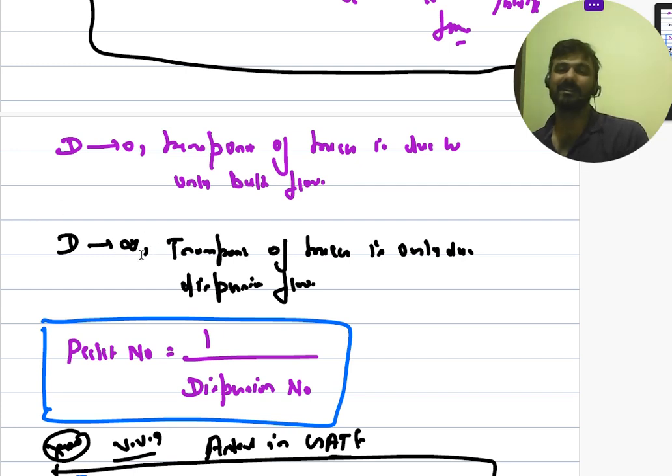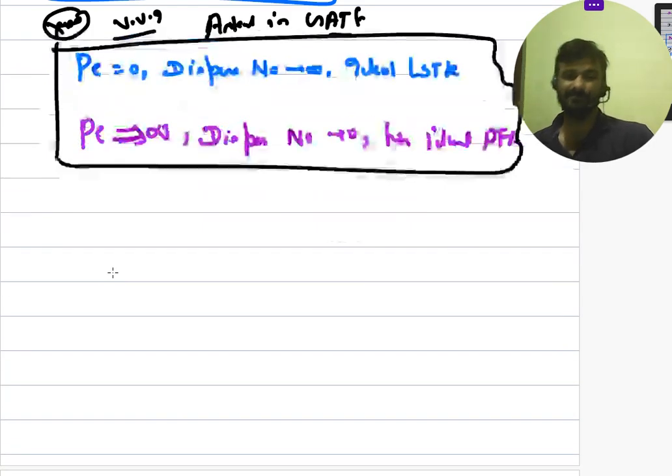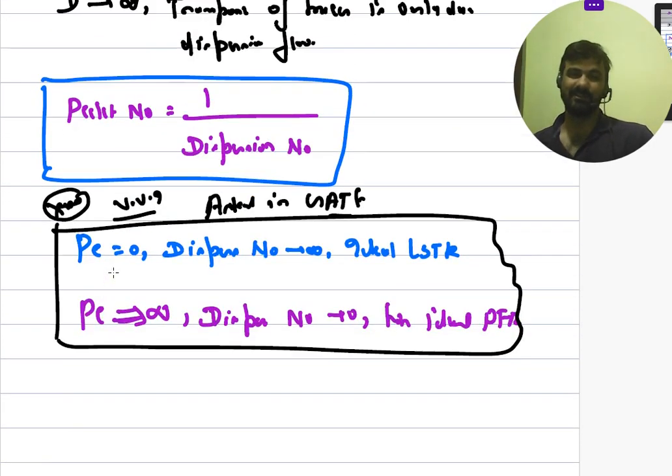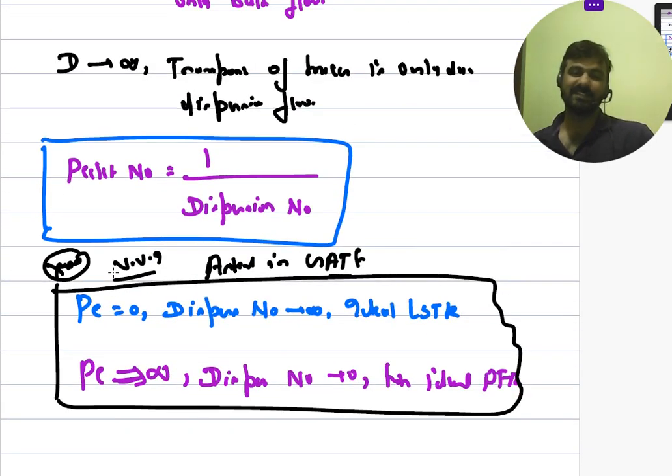And when D equals infinity, means transport due to the bulk flow will be equal to 0, means transport is happening only due to the dispersive flow, and this scenario is only valid for the continuous stirred tank reactor. Okay, so these kinds of questions can be asked in your examination. And 1 upon the dispersion number is called the Peclet number. So Peclet number can be defined as UL by D. So when the Peclet number is 0, that is the case of your ideal CSTR, and when the Peclet number becomes infinity, then this will be the case of your ideal PFR.